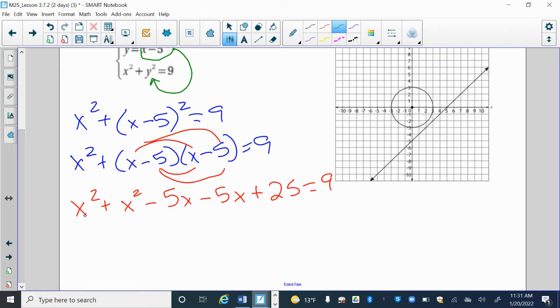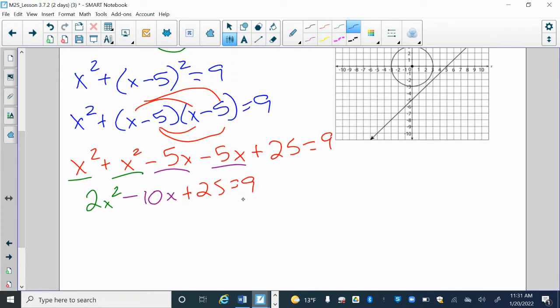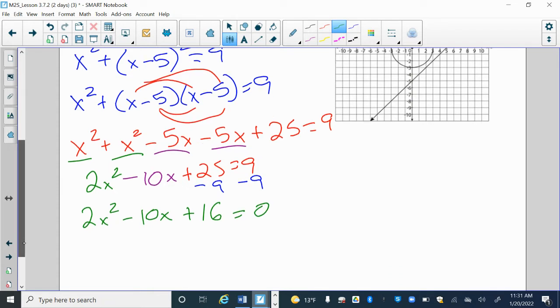Got a lot of simplifying to do. So let's combine x squared plus x squared. That's 2x squared. Let's combine negative 5x minus 5x. That's minus 10x. And then we still have plus 25 equals 9. Let's get this equal to 0. So we can subtract the 9 over. So we'd have 2x squared minus 10x plus, let's see, that would be 16 equals 0.